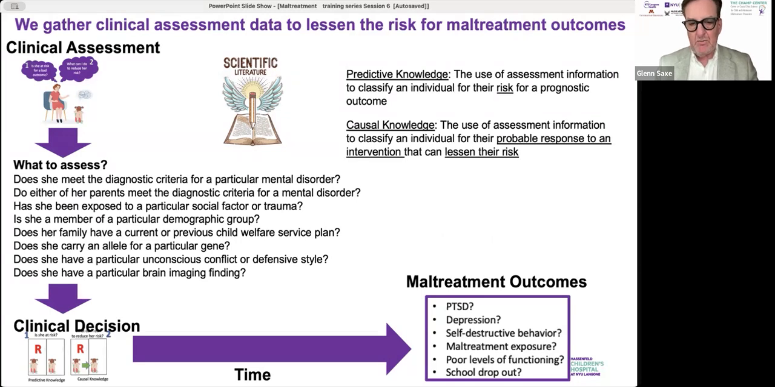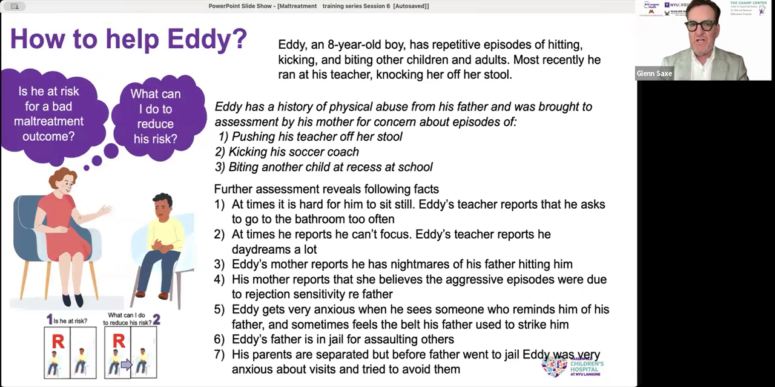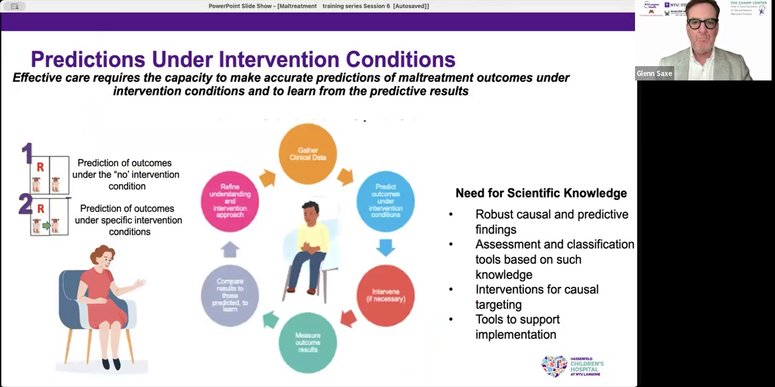Because clinical work or any practice involves prediction and causation, whether we have the science to back it up or not. And so we focused on one kid. We remember Eddie. We really applied this to Eddie, the whole clinical and predictive process there. And we talked about this cycle, which is so important. The essence of practice is predicting under intervention conditions and improving practice based on results if they're other than what you predicted. And that's like basic.